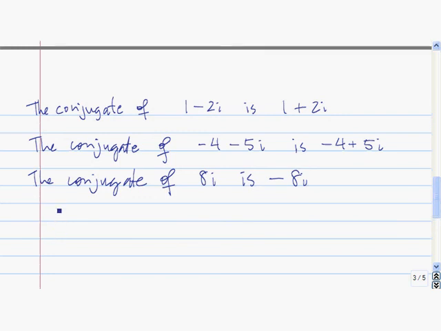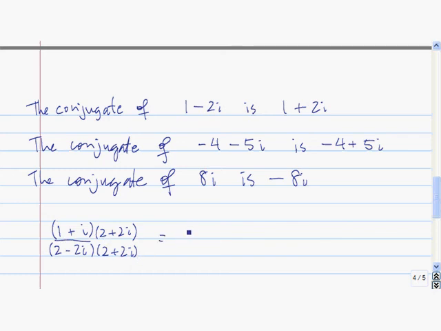Okay, so now we're ready to divide the complex number 1 plus i by the complex number 2 minus 2i. The way we divide complex numbers is we multiply the numerator and the denominator by the conjugate of the denominator. The conjugate of this denominator is 2 plus 2i. And so what you're going to see is that we're eliminating the imaginary part from the denominator.